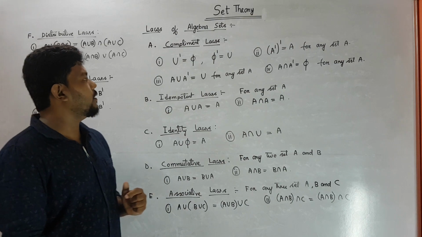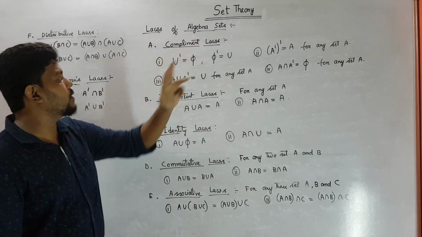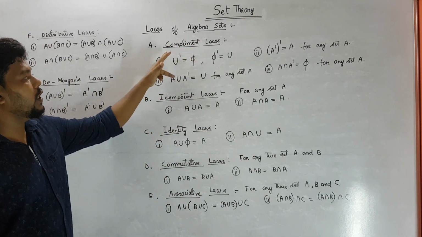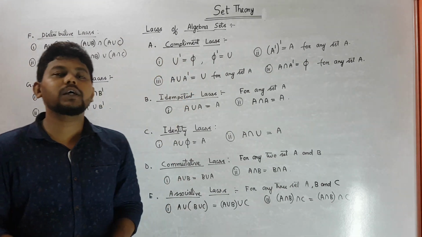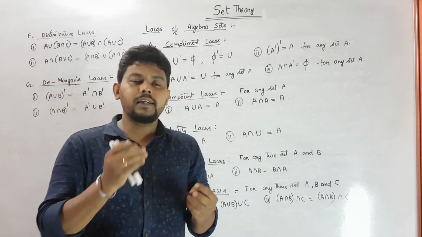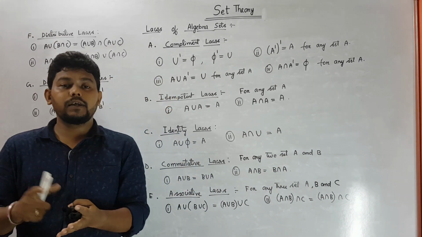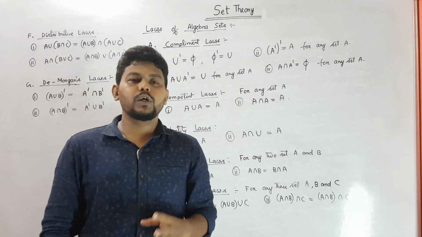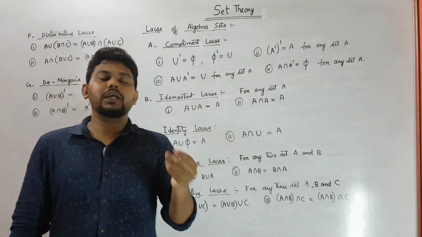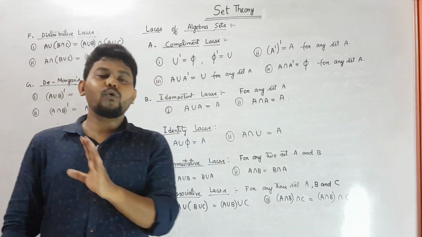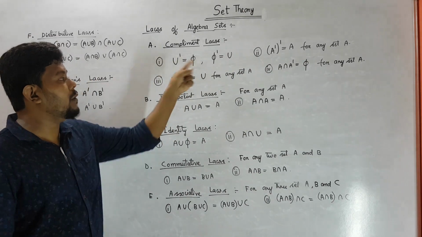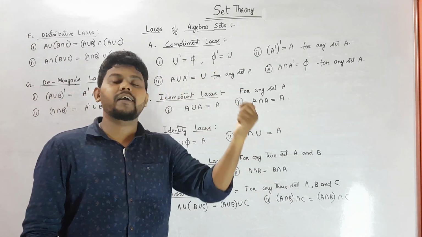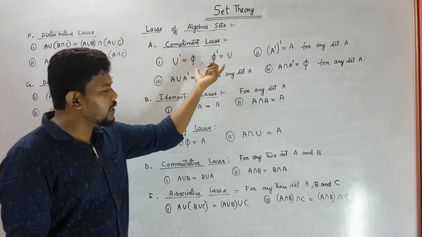What are complement laws? If I take the complement of the universal set, I will get phi, because what is the universal set? It is the largest set in the mathematical discussion. So if I take its complement, you will get nothing, no elements are left, so it is phi. And if you take the complement of phi, you will get the universal set. This is a theoretical concept.